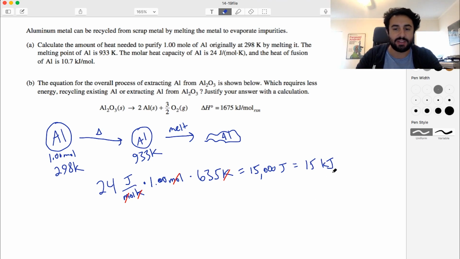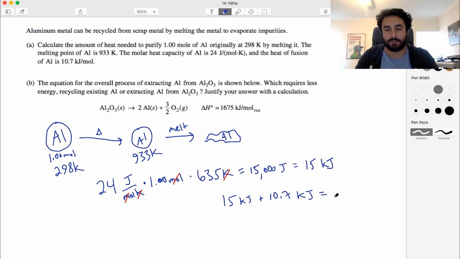So that is the heat required to get the aluminum to the melting point, and now we have to add to that the heat of fusion, the energy required to melt it. It's 10.7 kilojoules per mole, and we have 1 mole. So it's just 10.7. So 15 kilojoules plus 10.7 kilojoules. We're going to obey sig figs here just because we're being thorough. That's going to be about 26 kilojoules.